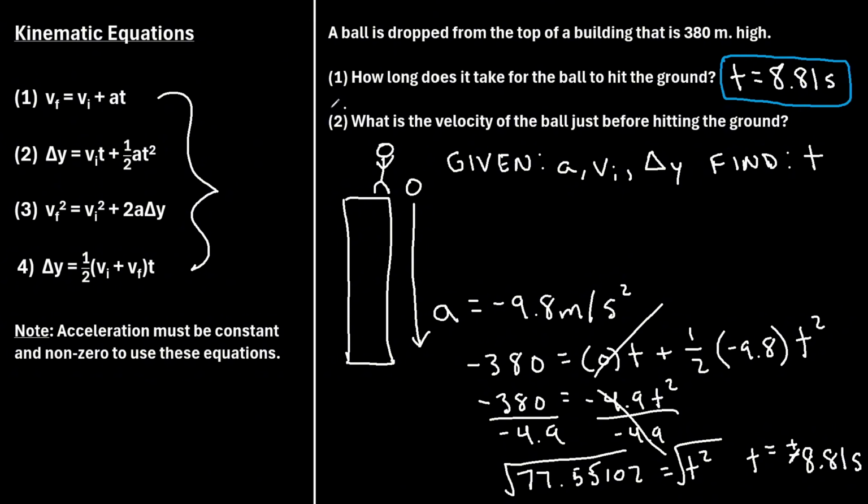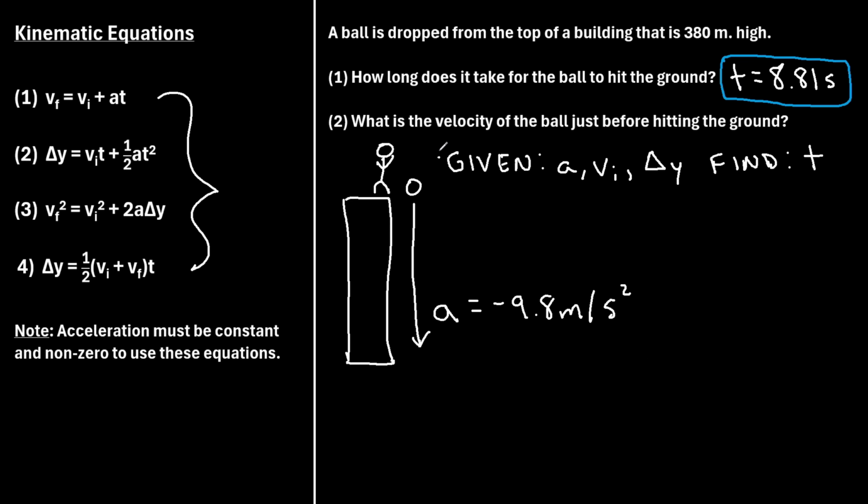Okay, now we want to solve the second question here. What's the velocity of the ball just before hitting the ground? So I'm going to clear a little bit of space right here. Okay, so what is the velocity? Again, we're given these 3 variables, and now we also know the time. So let's say we're also given the time. And this time we want to find the final velocity. So the variable we want to find is v sub f, the final velocity.